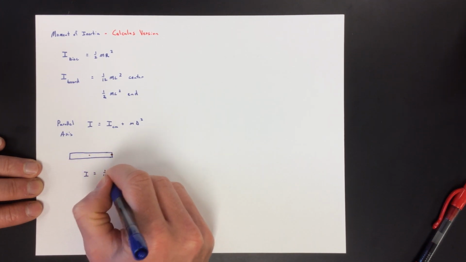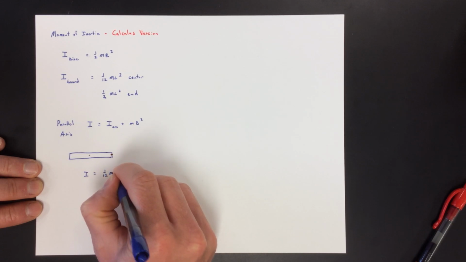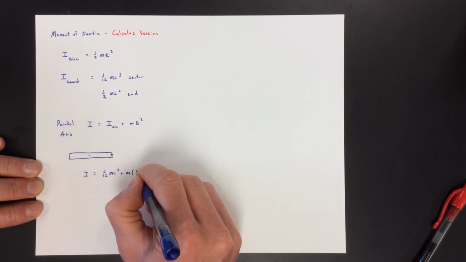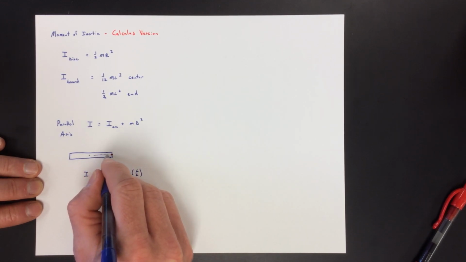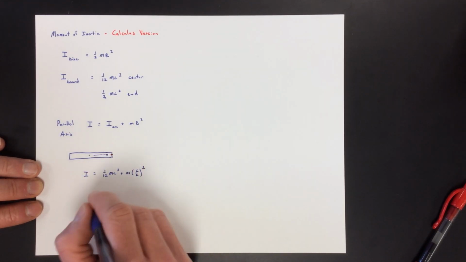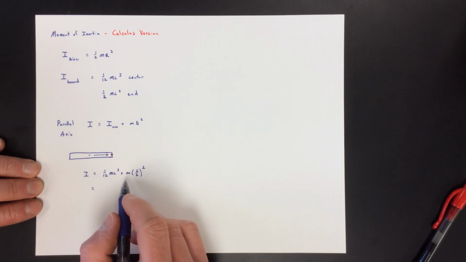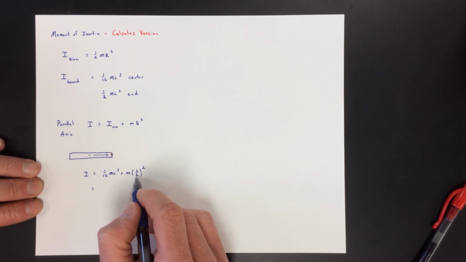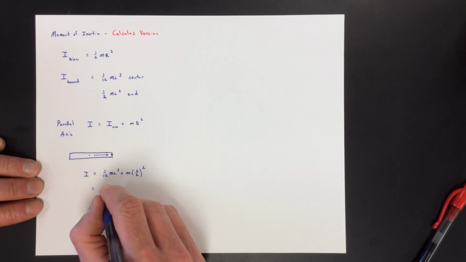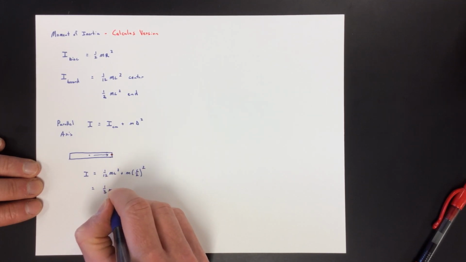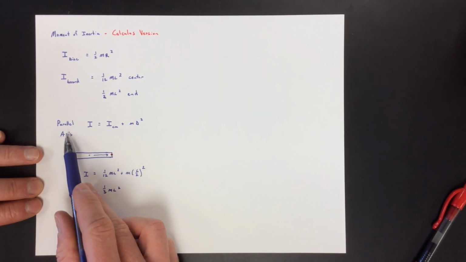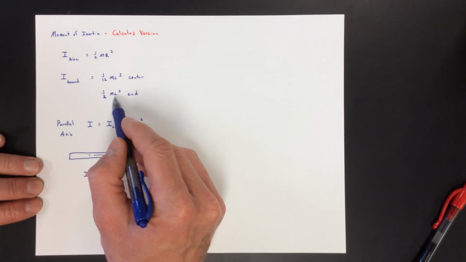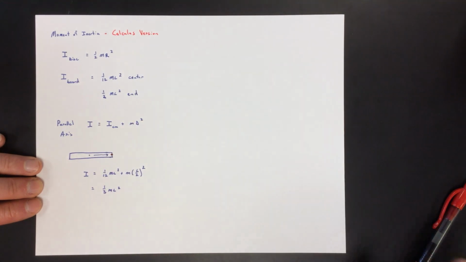It's 1/12 at the center of mass plus md squared, and d would be L over 2, right? That's how far you moved the pivot. This is 1/12 ml squared plus 1/4 ml squared, because when you square L over 2 you get a quarter. 1/12 plus a quarter is in fact 1/3. All right, that's me using the parallel axis theorem to figure out the moment of inertia of the board pivoted on the end, assuming this is true. Again, that's not what we're doing here.